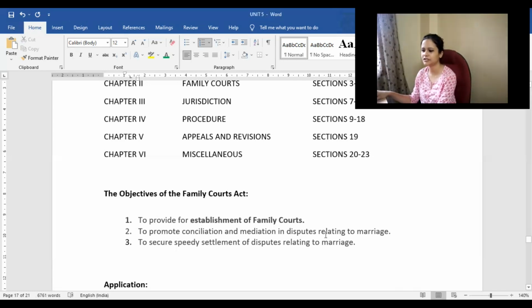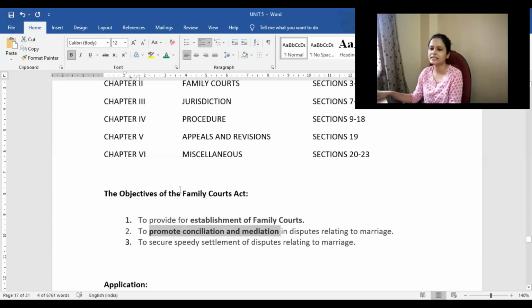Secondly, to promote conciliation and mediation in disputes relating to marriage. Whenever any matrimonial dispute comes before these courts, they should try to promote conciliation and mediation, and bring some settlement between the parties. Some time period is also given. Like in Hindu law, if someone files a case for divorce, a certain time frame is given for the parties to think about it and then take a decision. This conciliation and mediation process also happens, wherein both parties are given some time, and family courts take some initiatives to see if conciliation or mediation is possible between them. That is another thing this Act tries to promote.